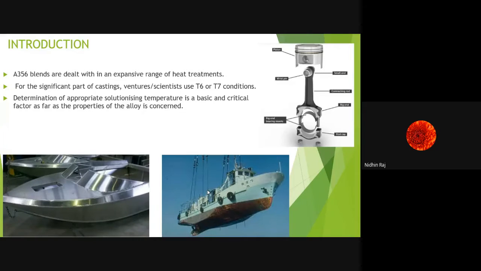Now, the T6 or T7 conditions are a particular kind of heat treatment applied to the base A356 alloys. These conditions, T6 or T7, are usually applied to A356 alloys for getting better performance as well as better property values. Determination of an appropriate solutionizing temperature becomes a basic as well as a critical factor as far as the properties of this A356 alloy are concerned.